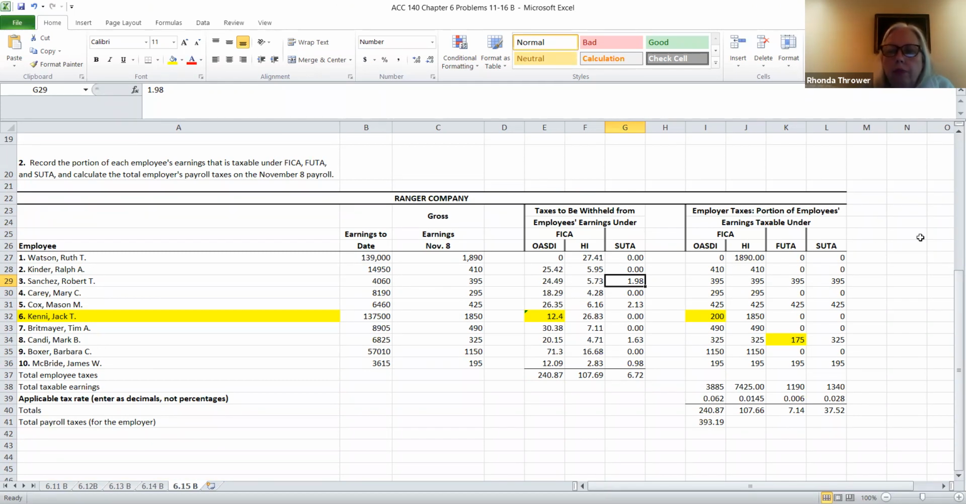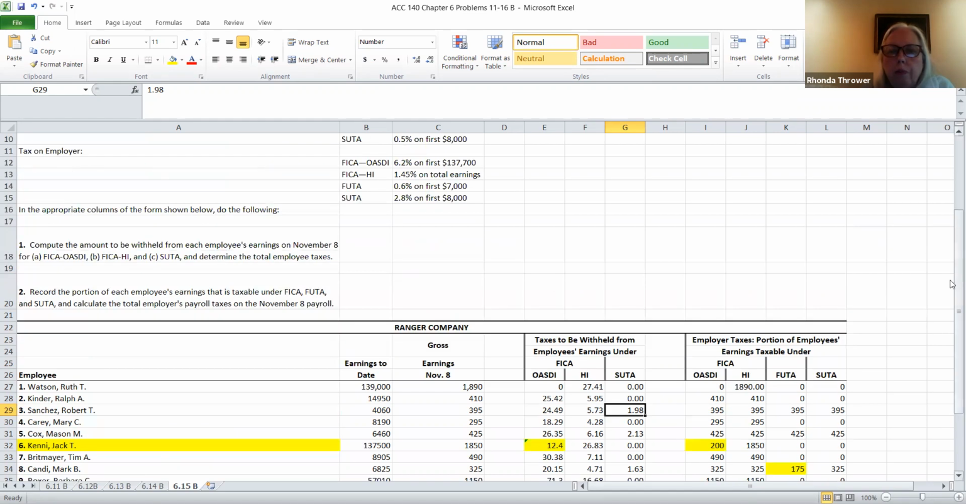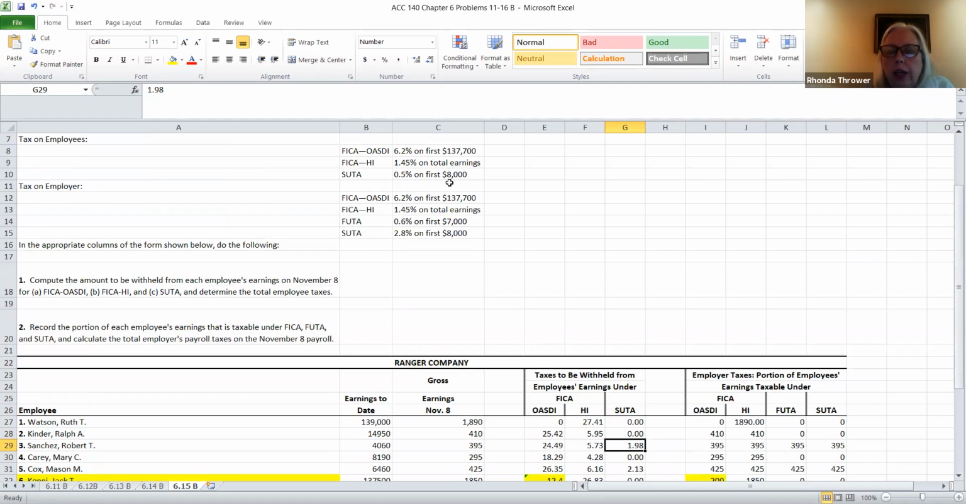And for SUTA, the rate was 0.5% on the first 8,000. He didn't earn 8,000 total, so all of his earnings of $395 are going to be multiplied by 0.5%. That's how we get $1.98. So the taxable earnings for the employer for OASDI for Sanchez will be $395.